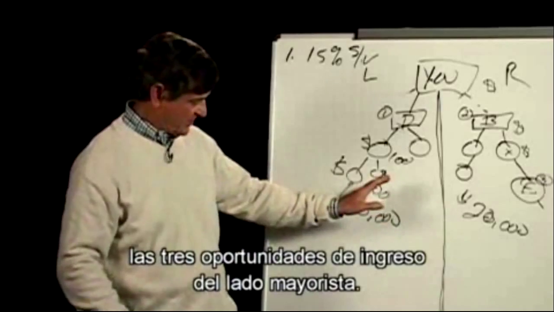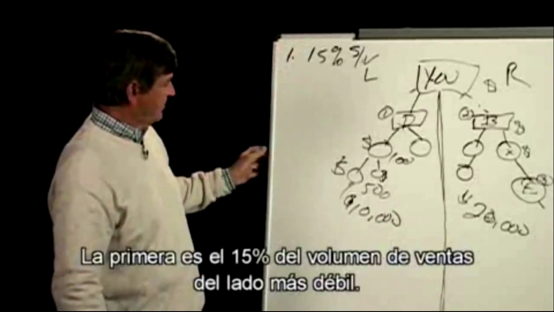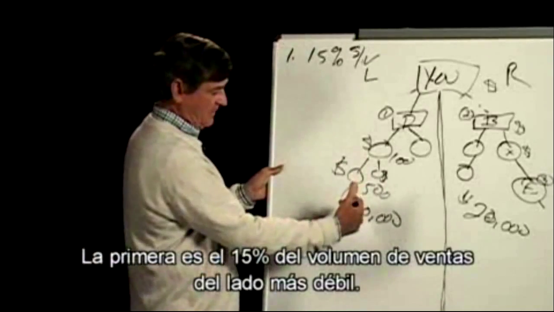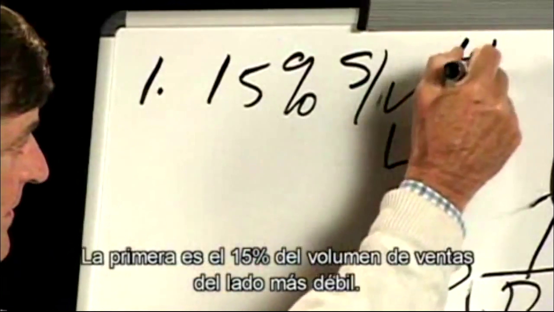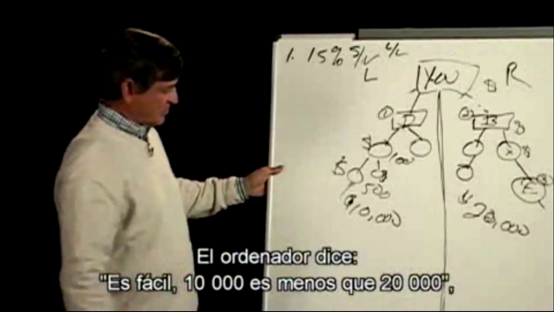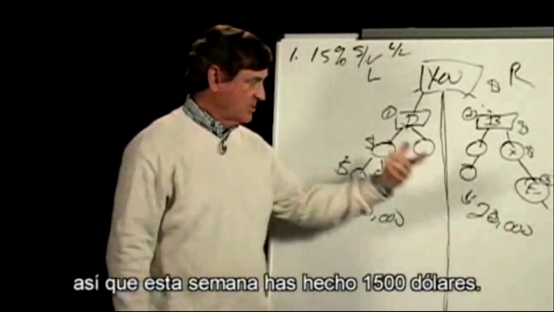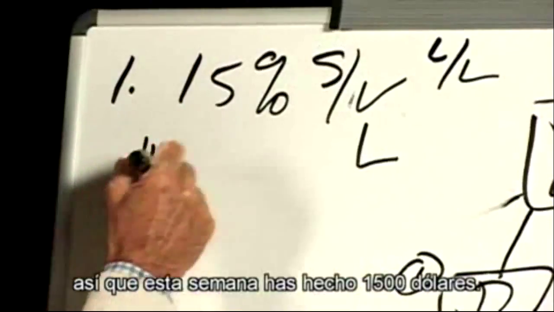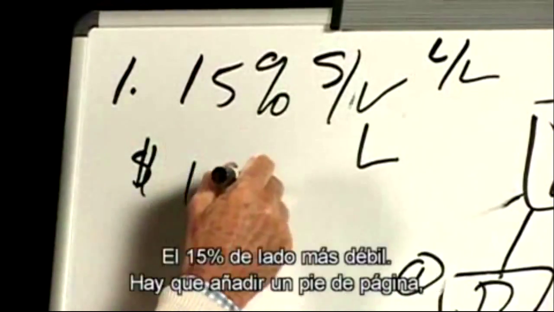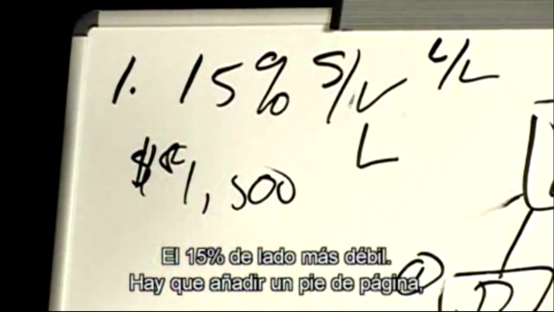income opportunities on the wholesale side. So the first one is 15% of all of the sales volume of the lesser leg. Okay, so the computer says, well, that's pretty simple. 10,000 is less than 20, so for the week, you made $1,500. Okay, 15% of the lesser leg.